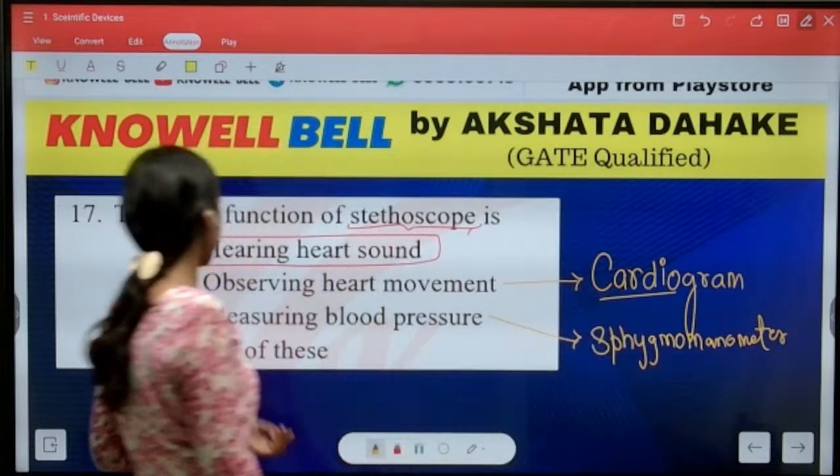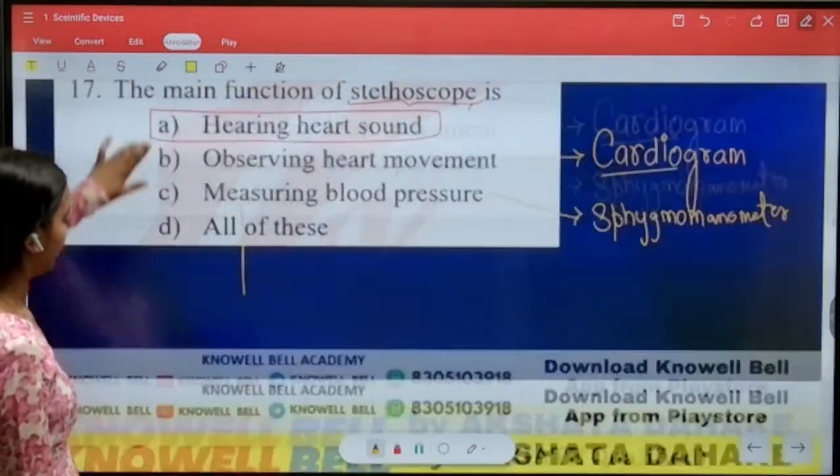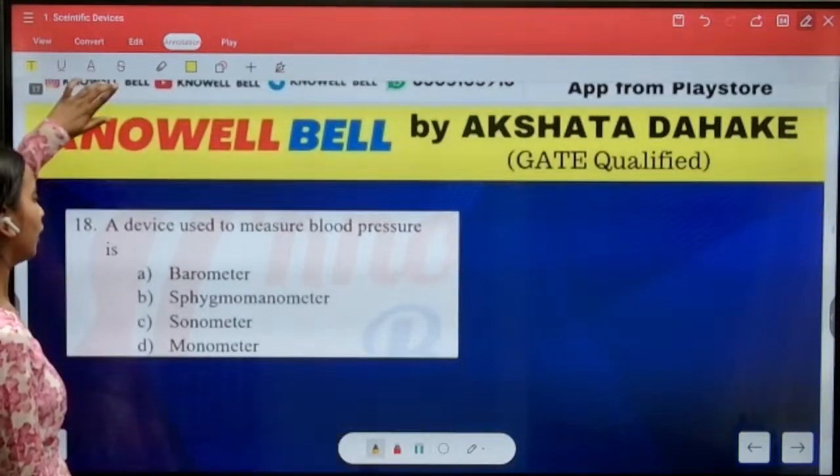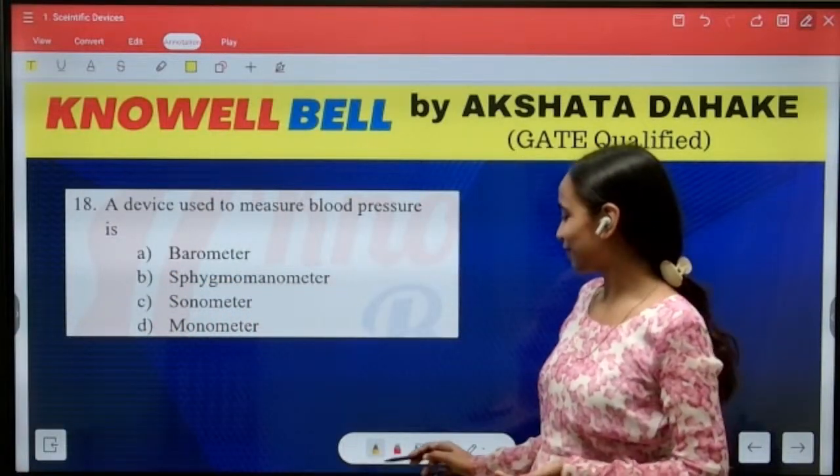Okay, so what is the right answer for question option A? Hearing, heart sound. Correct. Okay. The next is question number 18. I already told the answer and the next is the question. Which device is used to measure blood pressure?